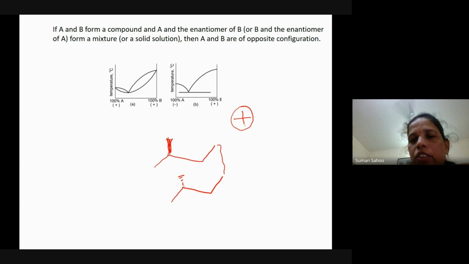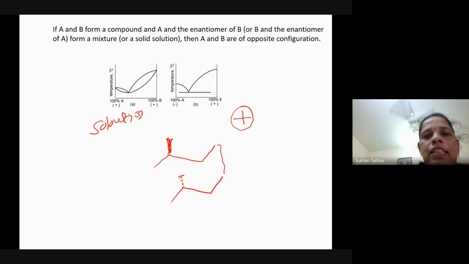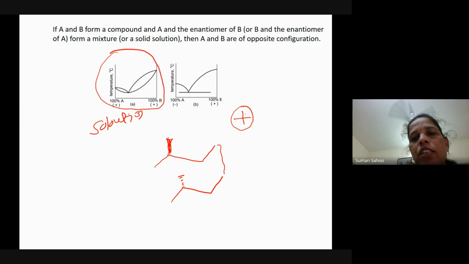So if you mix these two, and this forms a solution or a compound, its phase diagram will look like this. This would be the phase diagram when it forms with another one, which gives you a phase diagram like this. When this type of phase diagram is known, it has to be mixed with a minus or levorotatory, then only it will give you this type of phase diagram.